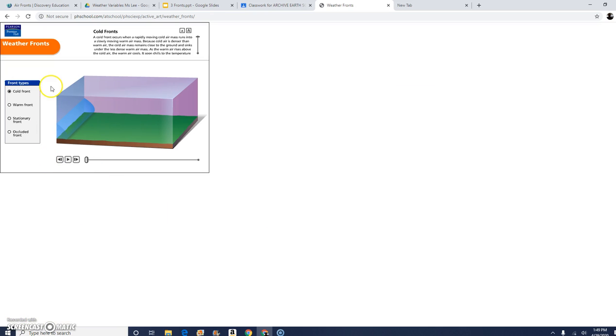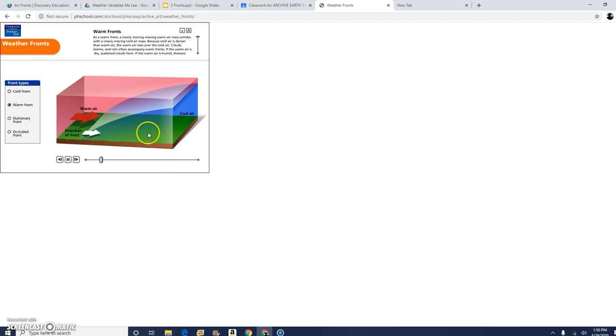All right, class, this is just a nice little demonstration about the cold fronts and the warm fronts. So remember, a cold front occurs when a rapidly moving cold air mass runs into a slowly moving warm air mass. Because the cold air is more dense than the warm air, the cold air pushes the warm air up. And it looks like this. So when that warm air rises, it cools down to the dew point and you get clouds, rain, and sometimes even thunderstorms.